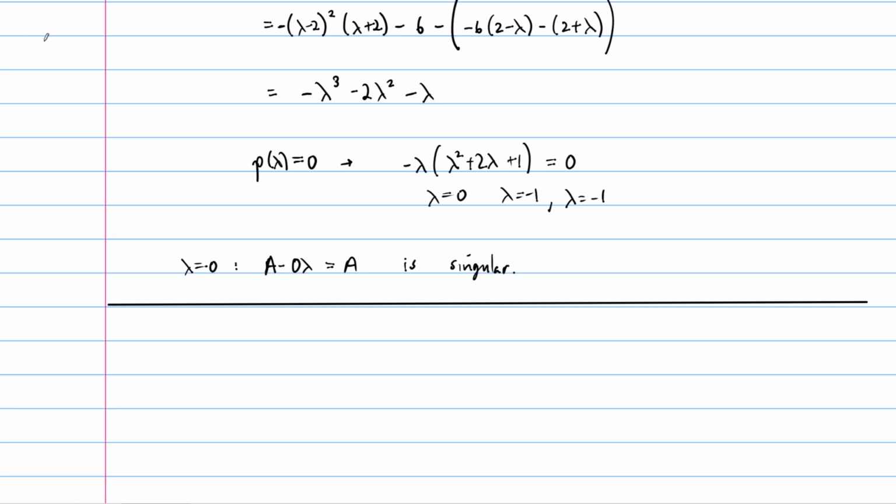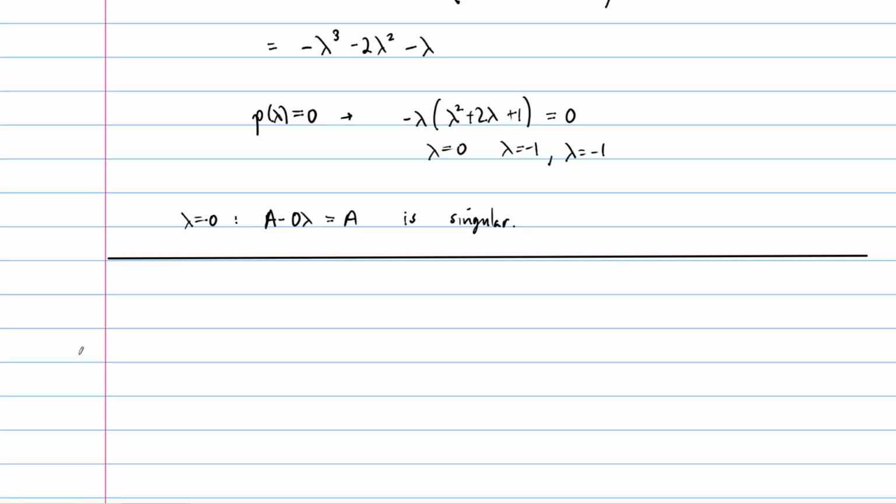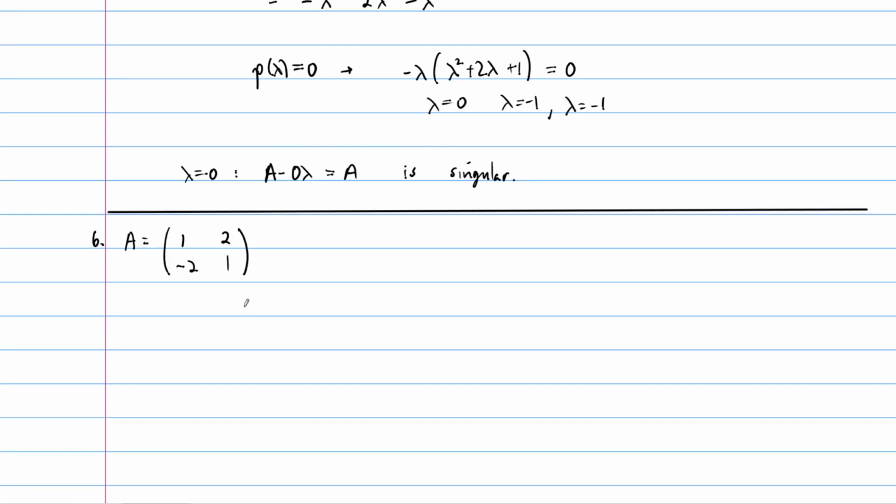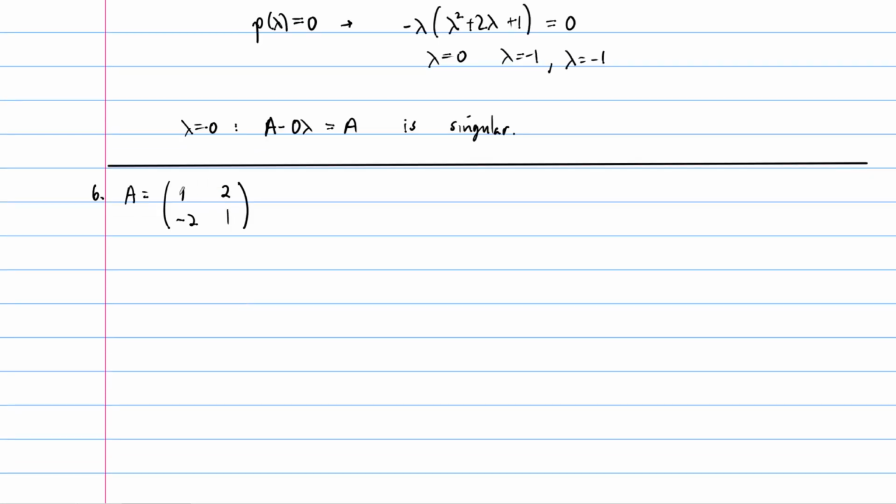All right, here's another example. So this is number 6 at this point. So number 6 is the following. Here's a matrix, still a 2 by 2 matrix, but A is equal to 1, 2 in the first row, negative 2, 1 in the second row. We want to find the eigenvalues of this.